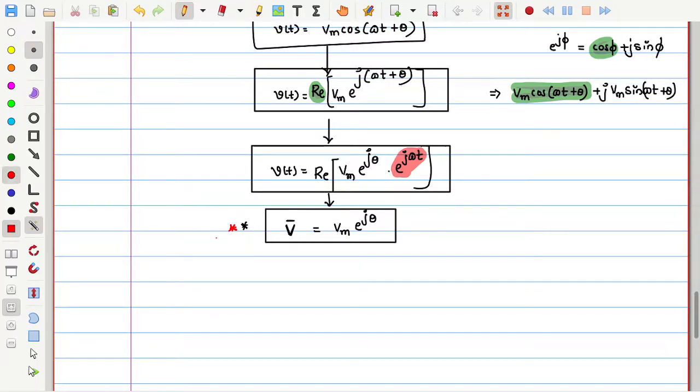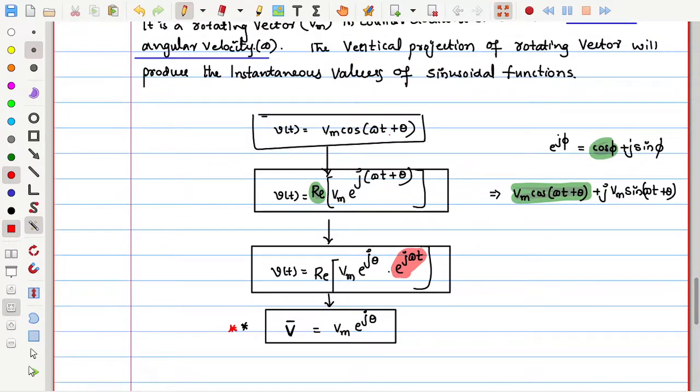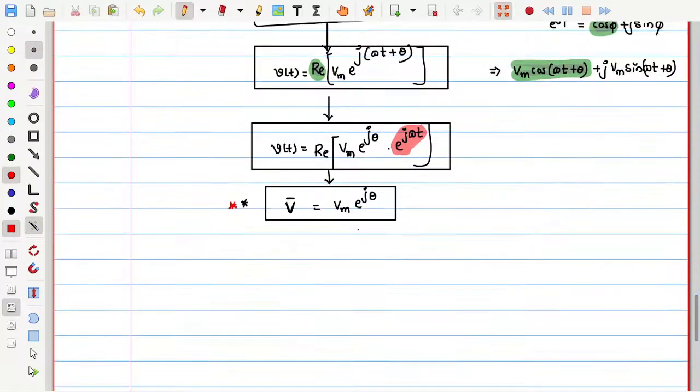So now, out of this given representation, that is Vm cos(omega t plus theta), every time we can go with this kind of thing. Let me once again simplify this: Vm e power j theta can be written as Vm at an angle theta.